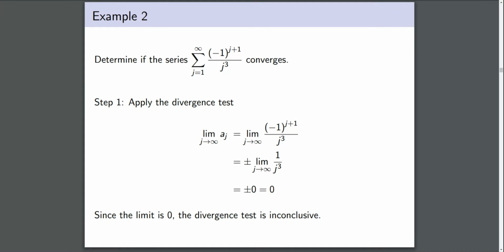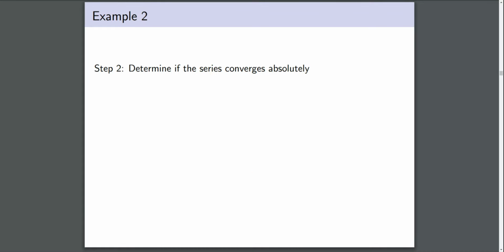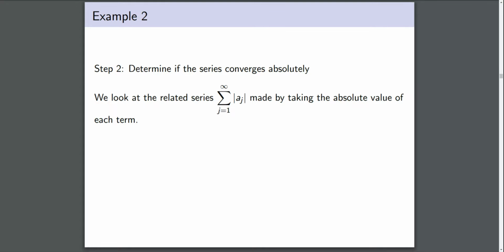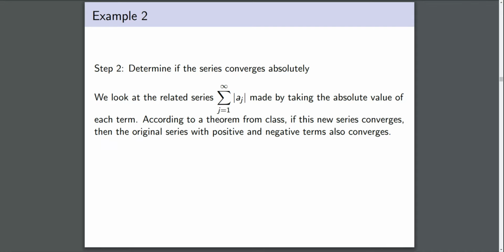So for this example, we're going to go on to our next step, and here we're going to determine if the series converges absolutely. So we start with our original problem, and we take a look at the related problem that we get by taking the absolute value of every term. One thing we talked about in class last week, if this series of absolute values converges, then we know that our original series that had positive and negative terms also converges.